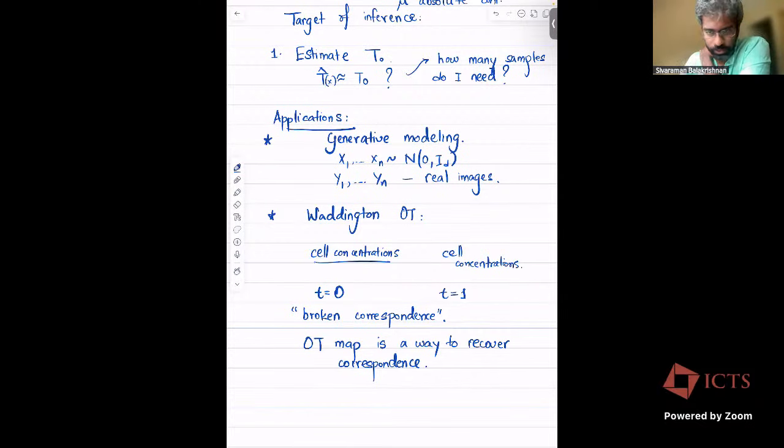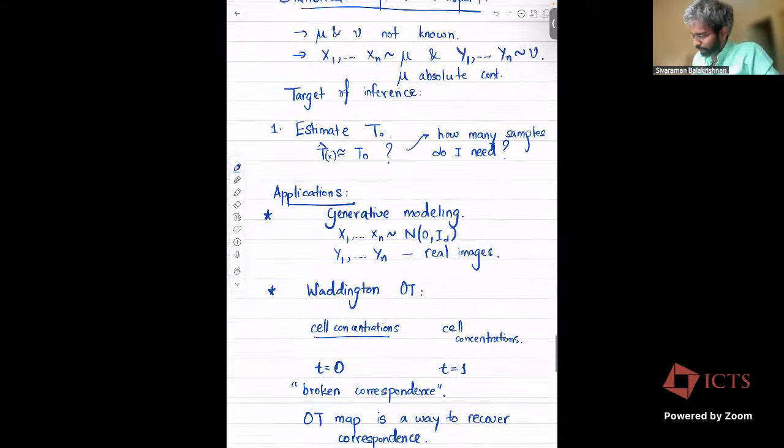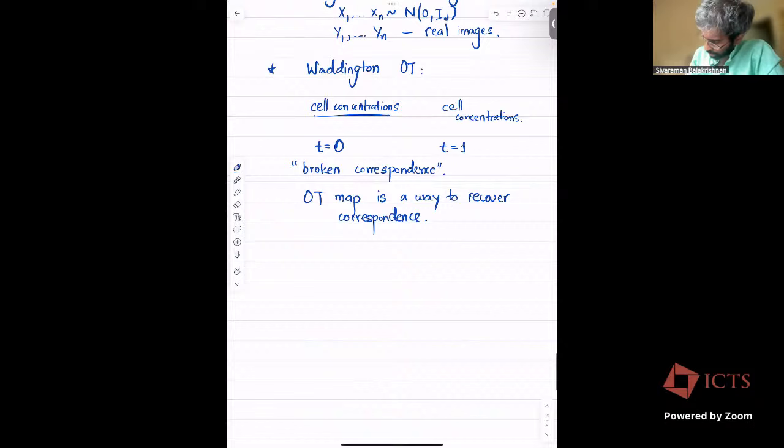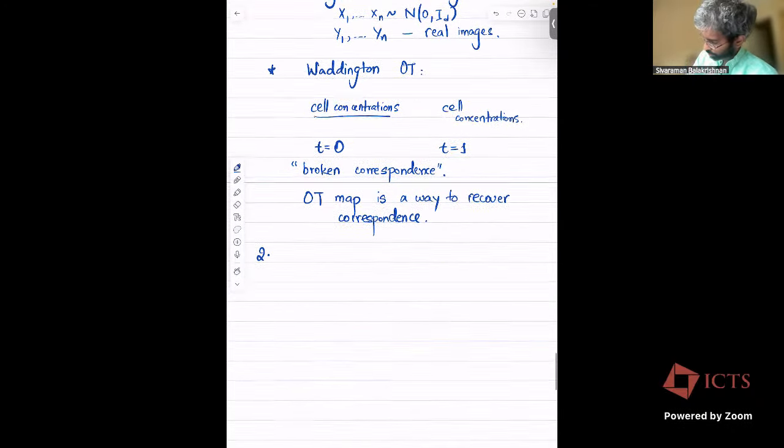Okay, so let's back up. So this is maybe one question that one might care about. So that is the first canonical class of problems. I give you samples from the distributions and say, what is the OT map between them? The other thing that I might care about is to estimate the Wasserstein distance between them.